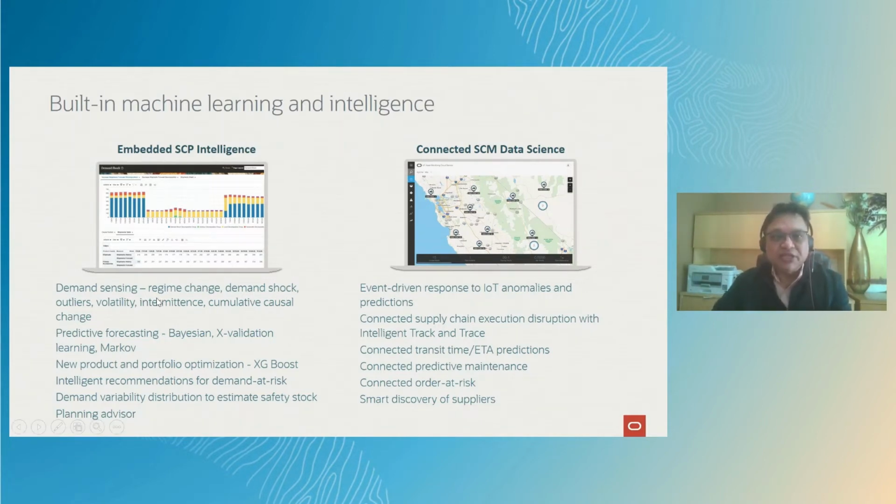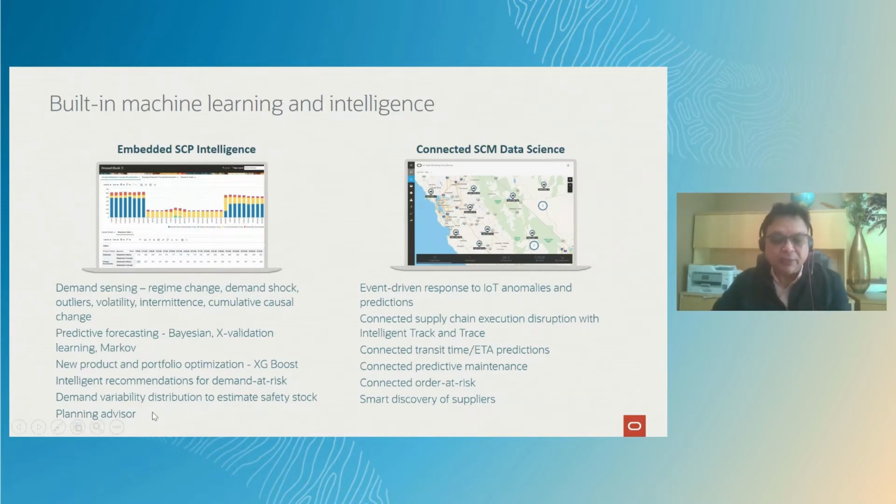So in terms of what is embedded in supply chain planning, we keep adding more and more to this. While we do support an overall data science platform, the idea here is that it is made for the user. They can use that and control that as a part of their supply chain planning processes. In terms of demand sensing: regime change, which is long-term change, as we saw during the recent pandemic; times when things change from one channel to the next channel; demand shock, something suddenly happened; outliers, volatility, intermittence; and causal correlation change cumulatively, which is not the sum of all changes, but a cumulative indication of causal change. Predictive forecasting, cross validation learning, other areas of machine learning there. Extreme gradient boost for new product and portfolio optimization, intelligent recommendations for demand at risk, various distributions, and so on.